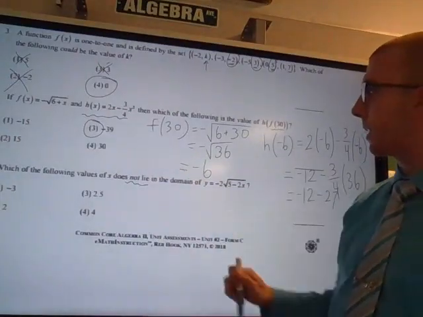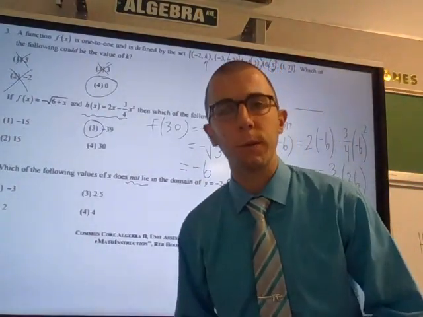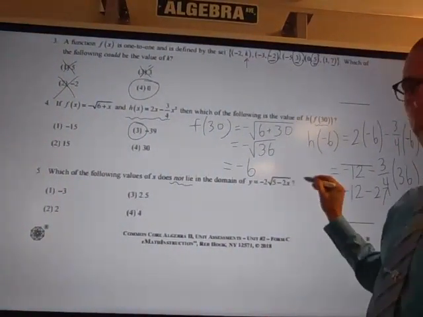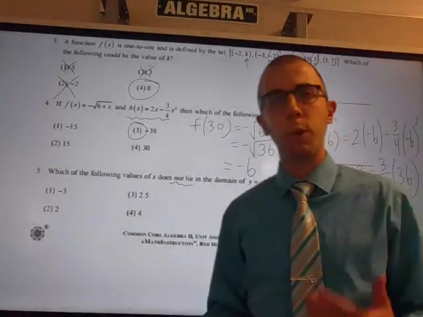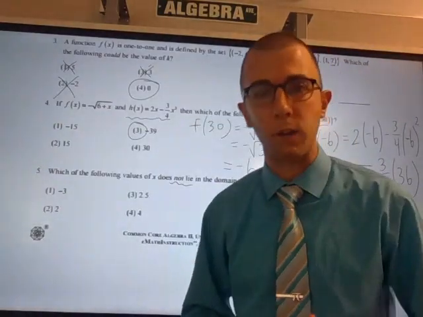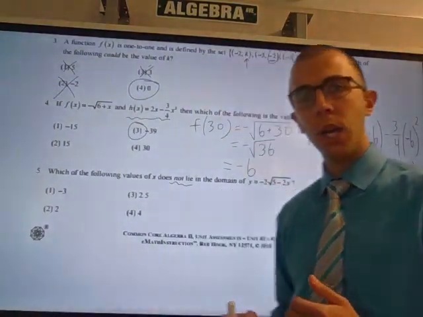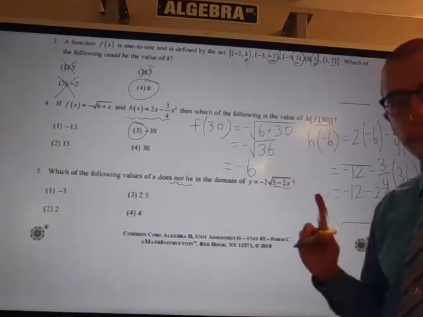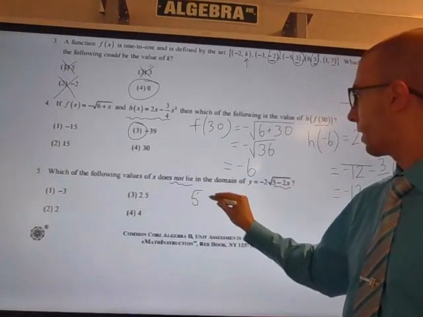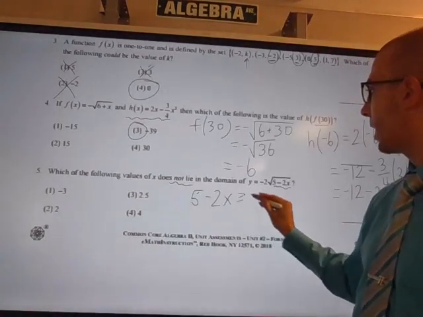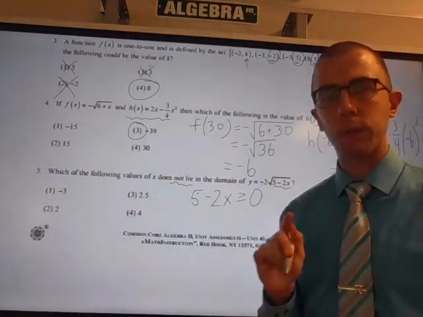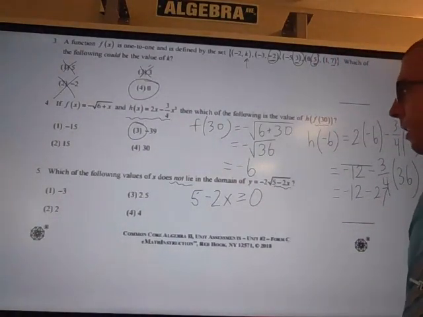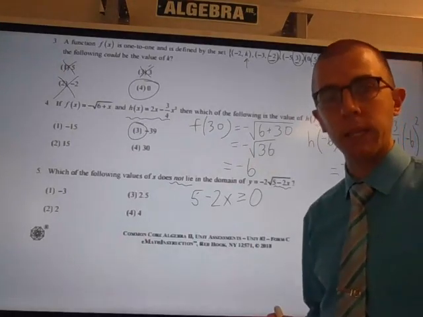Okay, keyword there again is not. I stress to you guys that you need to read carefully so you know exactly what you're looking for. And we have a square root function here. What's true about square root functions, as far as we know right now in our mathematical career, we cannot have a negative value under the square root. So that 5 minus 2x has to be greater than or equal to 0. It has to be greater than or equal to 0 for x values to be in the domain.